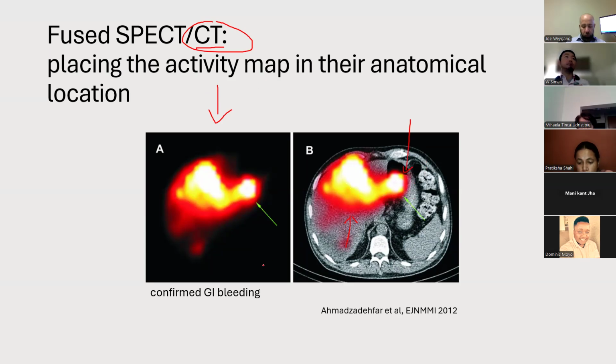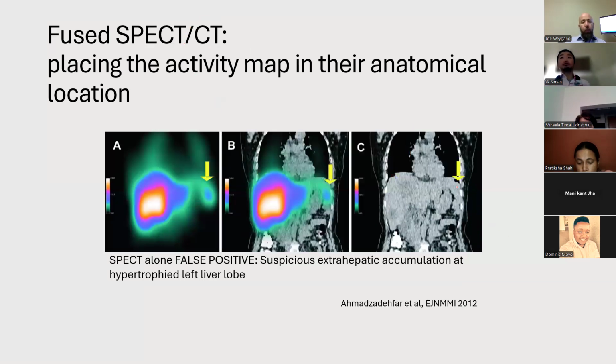Or you can also rule out things. In this case, what you see here is what looks like a liver, and this might be extrahepatic activity, right? But when you fuse it with the CT, there's still part of the liver there. So you do not have extrahepatic distribution. So that's the function of fused SPECT CT.